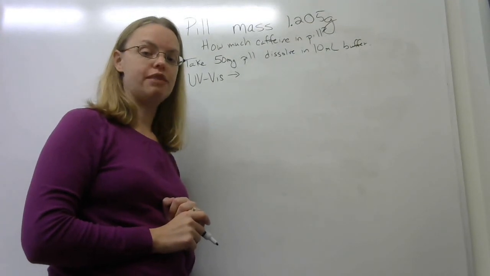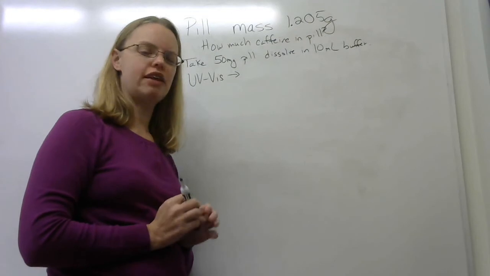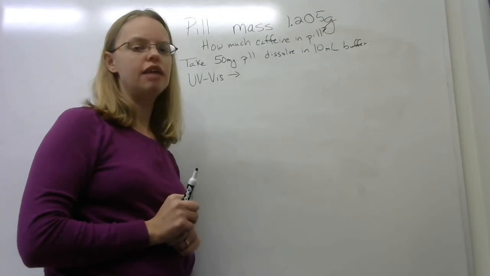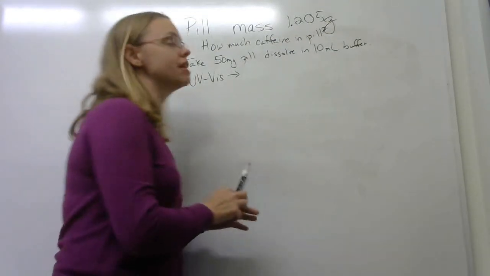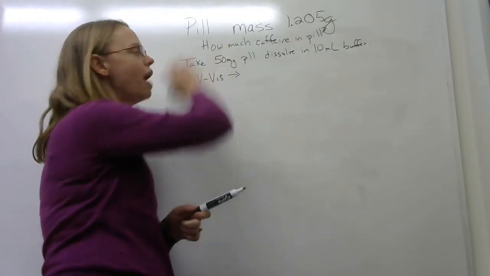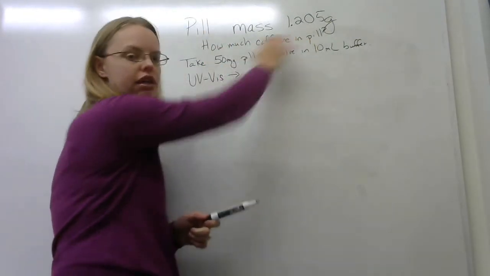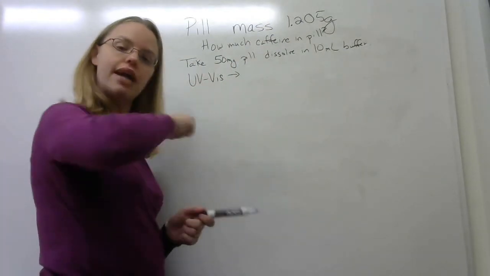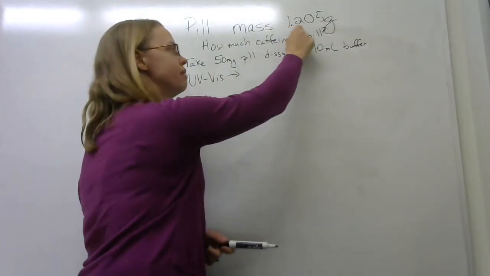Today's video is about how to find out how much is in a real sample. We're going to take an example that looks very much like a lot of the ones we would do in the lab. Let's assume that we want to know how much caffeine is in a pill. So we took a pill and we weighed it, and it massed at 1.205 grams.